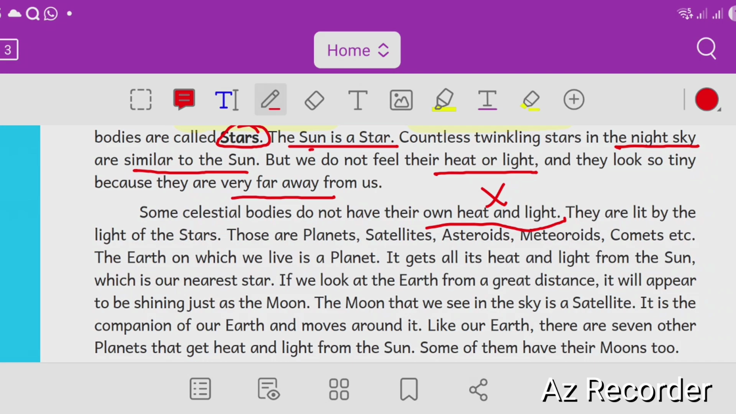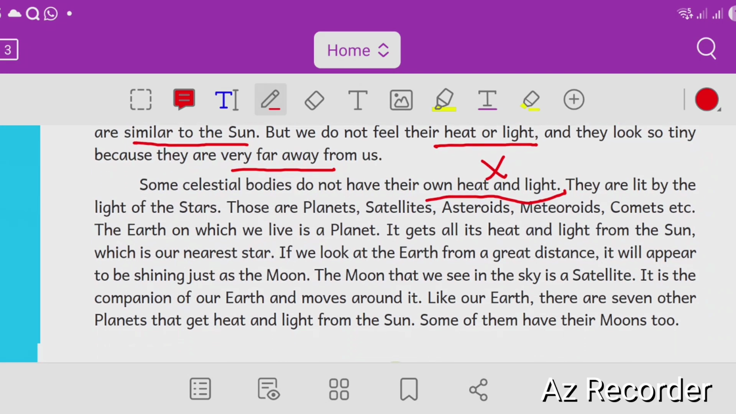But at the same time, there are some other celestial bodies that can't give their own heat and light, but they get heat and light from stars. Such things are planets, satellites, asteroids, meteorites, comets, etc. All these celestial bodies can get heat from the stars, but they can't emit heat and light themselves.